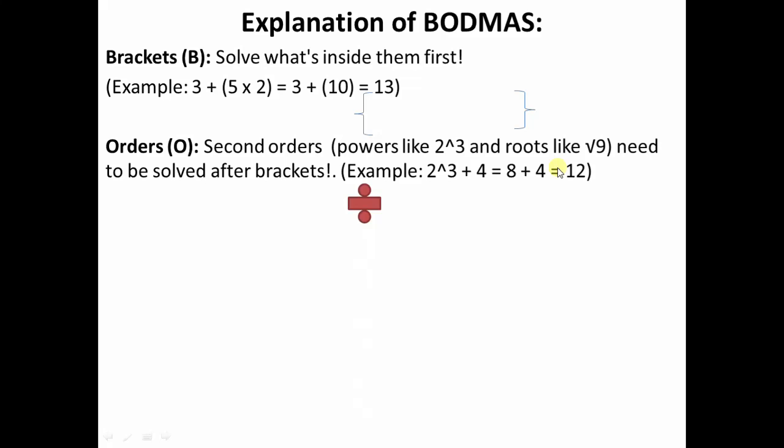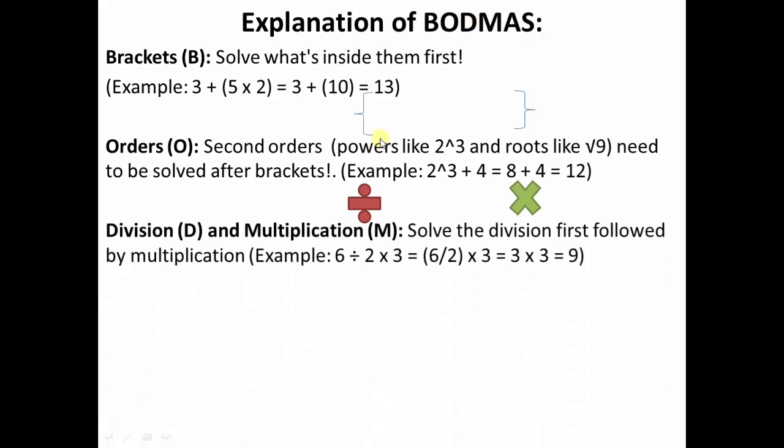Once the orders are sorted out, next you need to follow division and then multiplication. Solve the division first followed by multiplication. Let's see this example wherein division and multiplication are involved. 6 divided by 2 multiplied by 3. As per BODMAS, you need to solve the division first. So 6 divided by 2 is 3, multiplied by 3, which is 9.